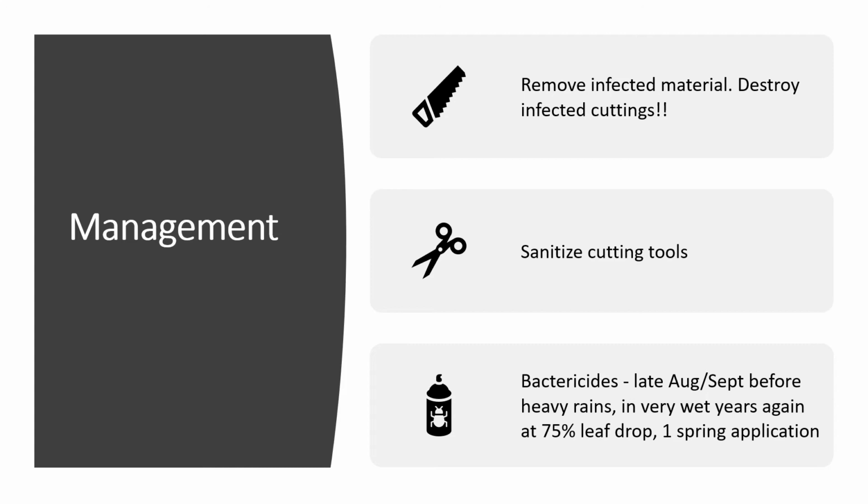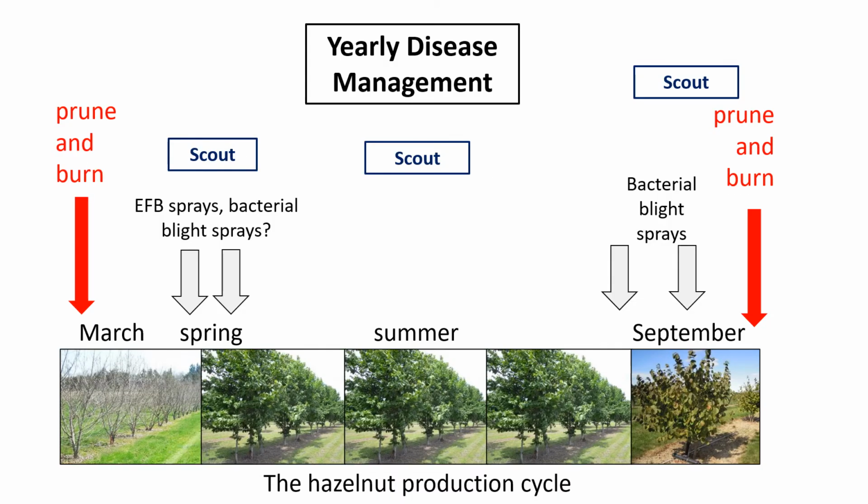Those sprays typically are suggested to go on in late August or September before heavy rains, because that is considered to be a prime period where those cankers form and where ooze from those cankers can spread. In very wet years, you may want to apply those again at 75% leaf drop, and then many labels allow for a spring application. So this is just bringing the yearly disease management cycle into a pictorial form.